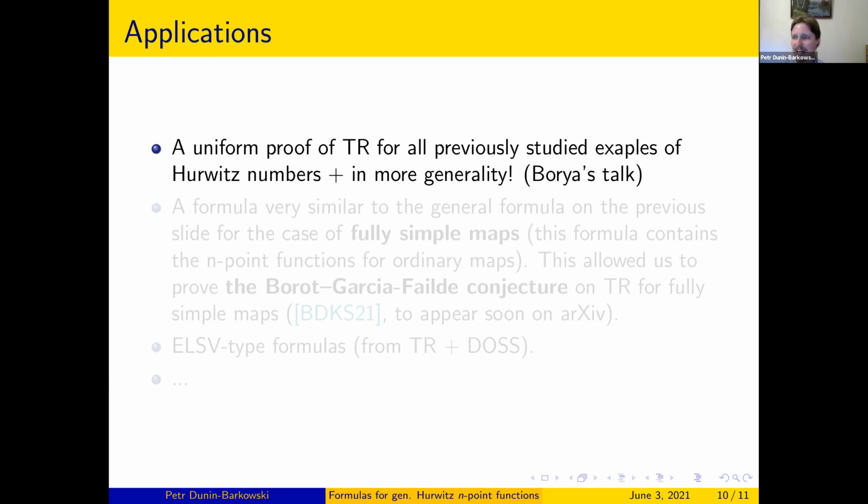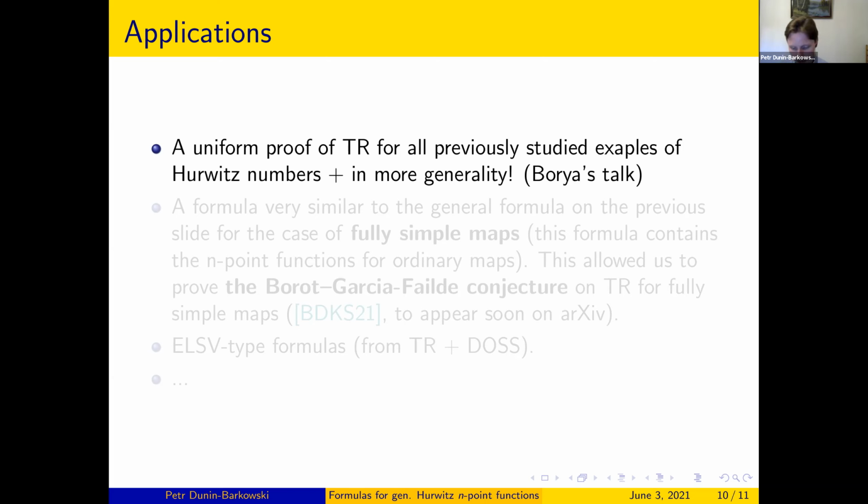We had a number of papers where groups of people proved the topological recursion for all those numbers using some complicated techniques special for each case. But our approach gives a uniform and, in a sense, straightforward proof, but this will be in Boris' talk. So, a uniform proof of topological recursion for all these previously studied examples of Hurwitz numbers which are known in the literature, and in fact in quite a bit more generality.